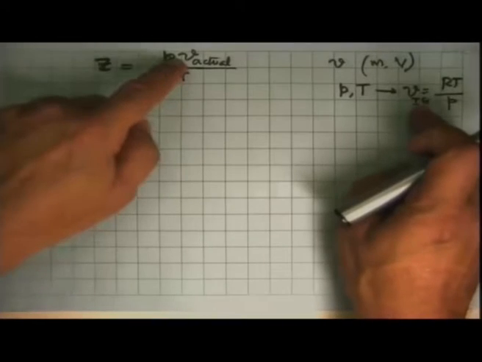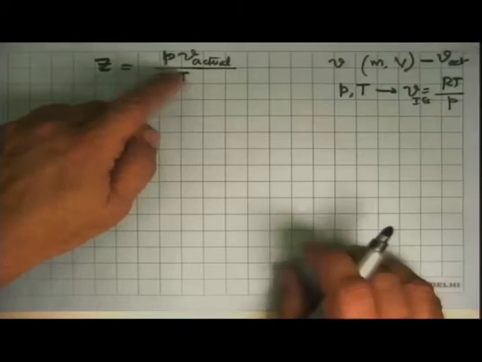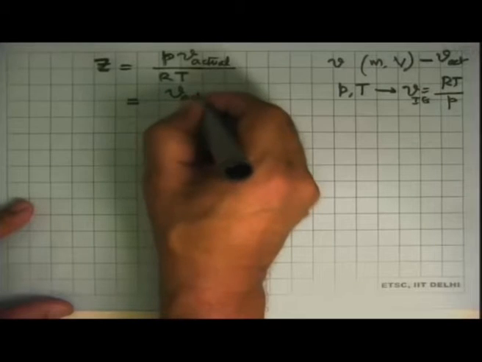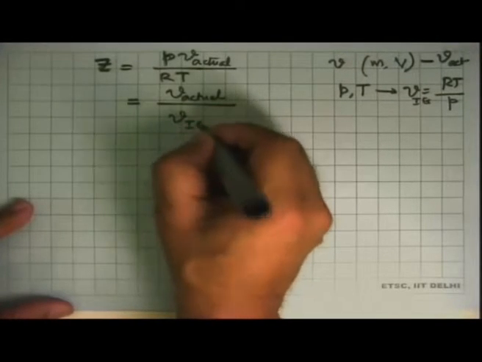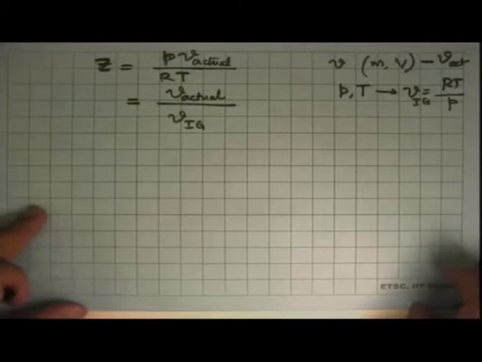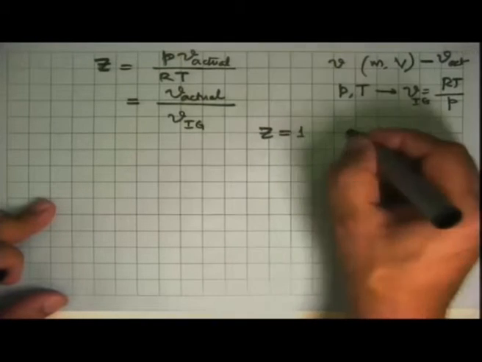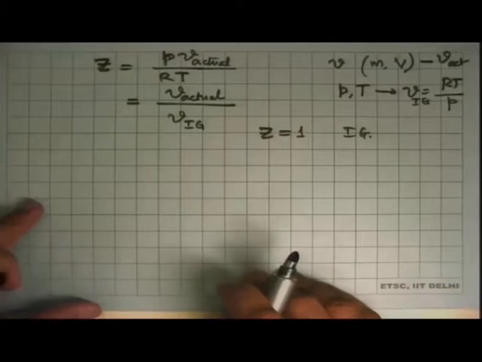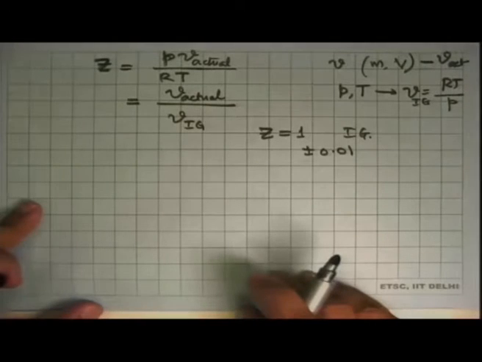This is different from this, or from this. This is V actual. And the ratio of these two is what we call the compressibility factor. So this can be written as the actual specific volume divided by the specific volume predicted by the ideal gas equation. If Z is equal to 1, ideal gas. But exactly 1 we get very rarely. So you say, okay, plus minus 0.01, that's good enough. That's an ideal gas.